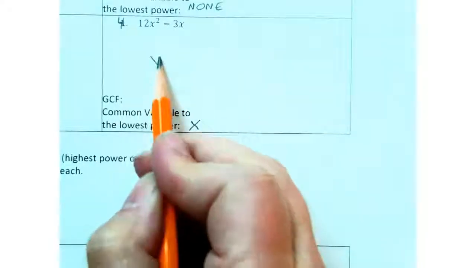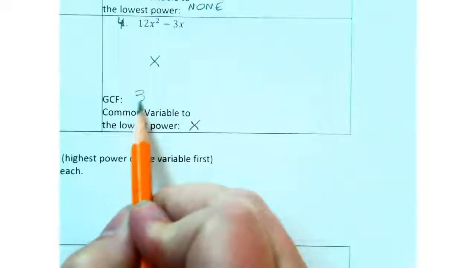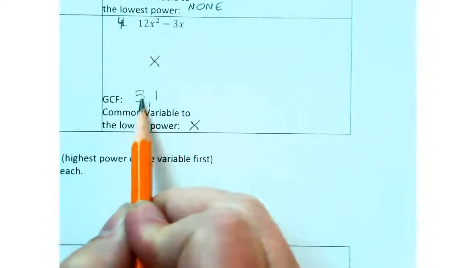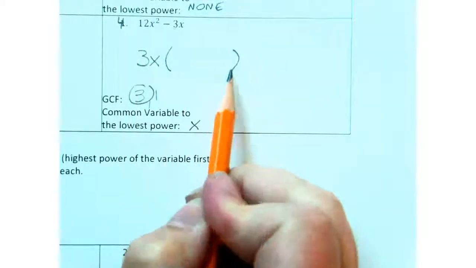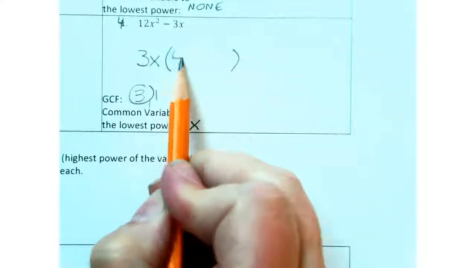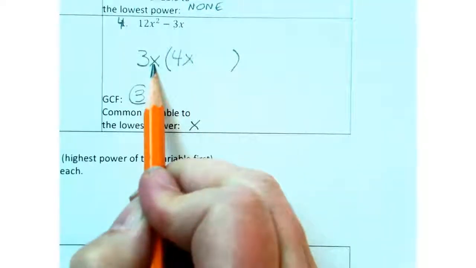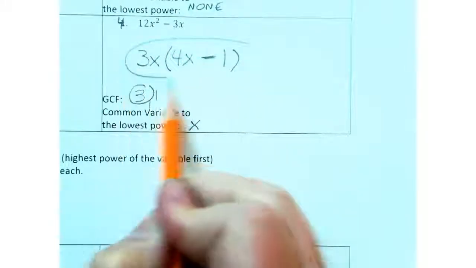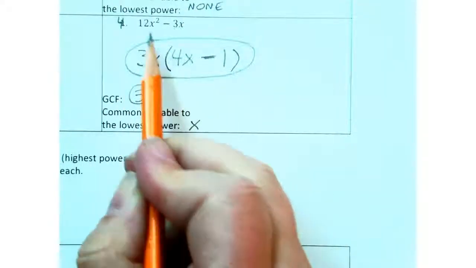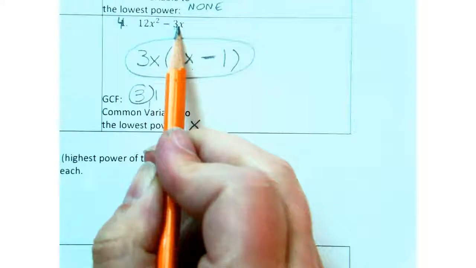Now that you've tried it yourself, check your answer. The common variable is x. The factors of 3 are 3 and 1. 3 is a factor of 12, so 3 is the common factor. Write a parentheses. 12x squared divided by 3x is 4x. Negative 3x divided by 3x is negative 1. Check multiplication. 3x times 4x is 12x squared. 3x times negative 1 is negative 3x.